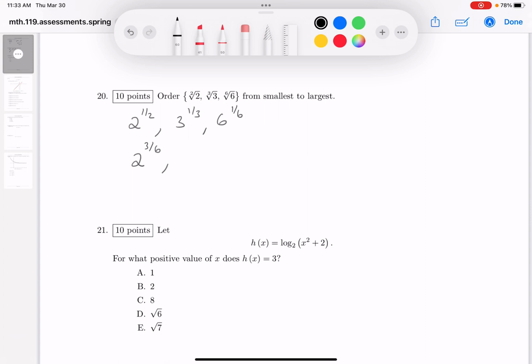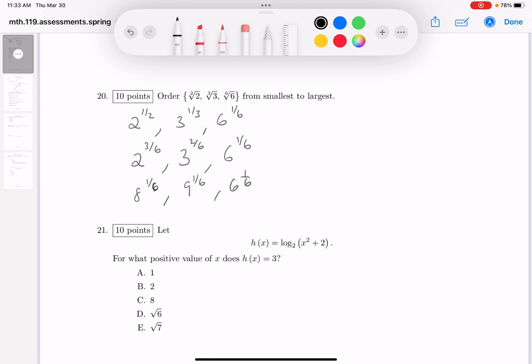What's this one going to be? If I get a 6, it's going to be 2/6, because 2/6 is 1/3. Then what do you have here? 6 to the 1/6. What does this give me? Well, it looks like 8 to the 1/6. And how did I do that? 2 cubed is 8. What do you get over here? 9 to the 1/6. And why is that? 3 squared is 9.